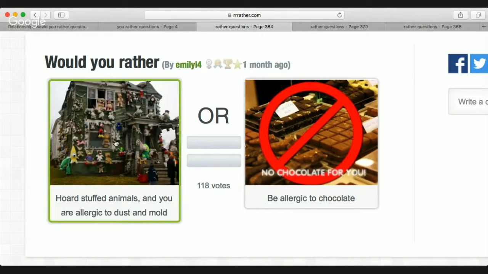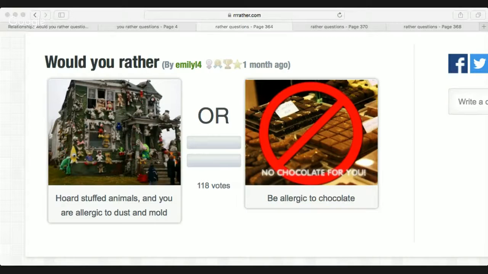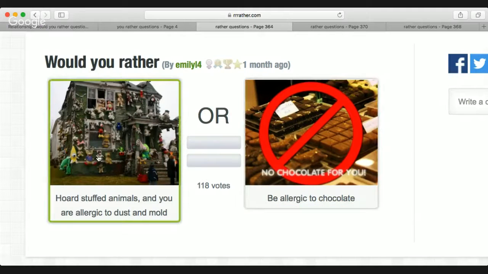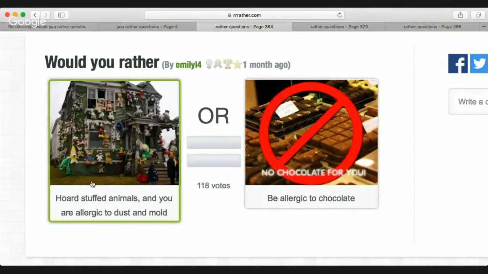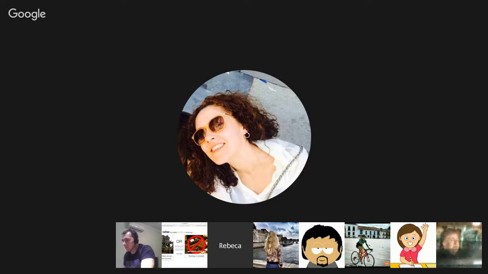But you can eat all the chocolate you want. You're not allergic to chocolate. In the second scenario, you're just allergic to chocolate, but you're so allergic that you can't ever have any, or you will die. Is the difference between the scenarios clear? It kind of comes down to how much you love chocolate here. So the question is if I prefer holding stuffed animals or being allergic to chocolate?